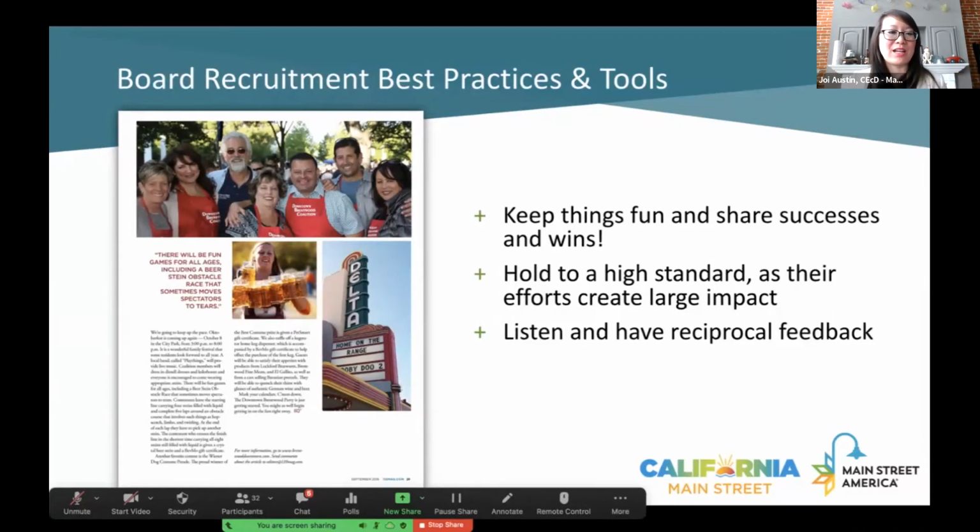And then, really hold that high standard for their efforts, because they're the ones that are creating that larger impact. And then, of course, listen and have reciprocal feedback. A time throughout the year to be able to check in, and maybe it's also a check-in guide or an evaluation template, something where, as executive directors, you might have a way for board members to evaluate how you are doing. So same goes for board members. Have a chance to evaluate and see how the board member feels about the role and how they're being engaged and what they're doing within the organization.